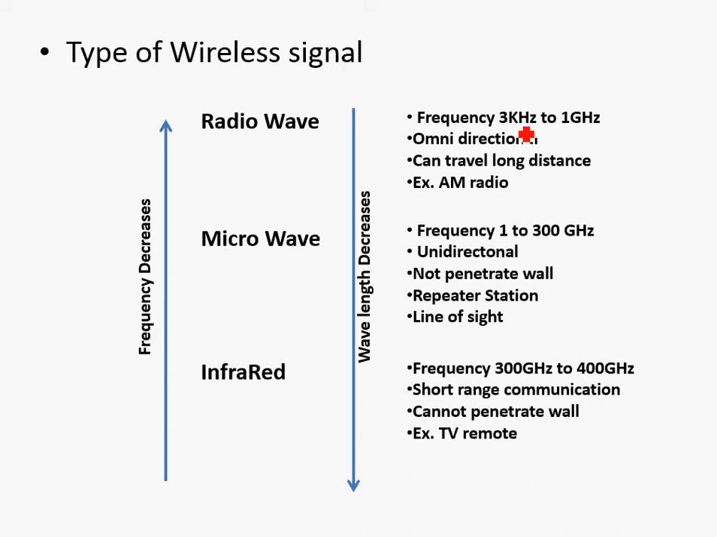Now next is radio waves. The frequency for radio waves is 3 kilohertz to 1 gigahertz. It is omnidirectional and can travel a long distance. An example is AM radio, amplitude modulation radio. So that is the difference between all three waves. Only these three signals are basically asked in all teaching exams, and it is basically all about frequency. So: infrared rays, microwave and radio waves.